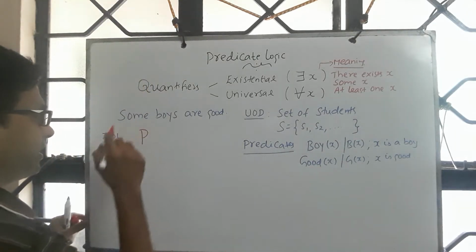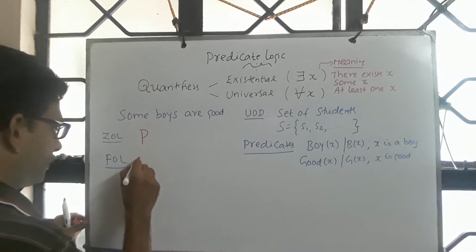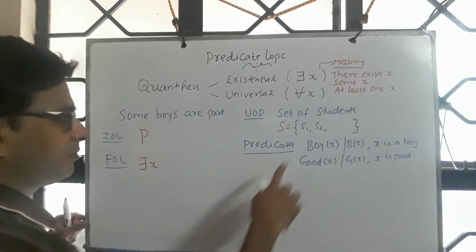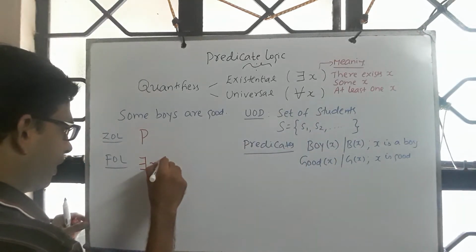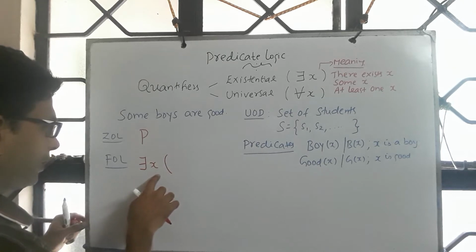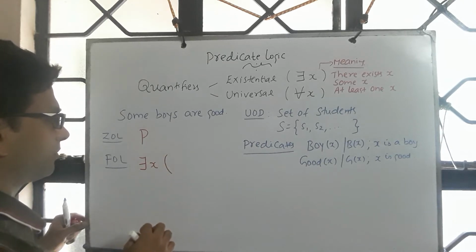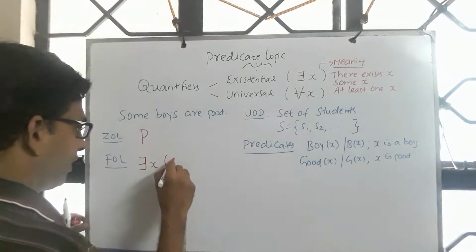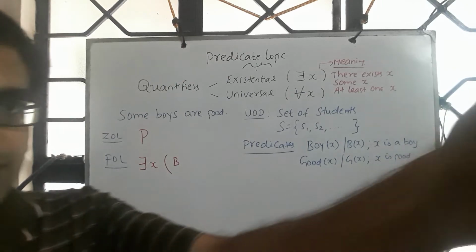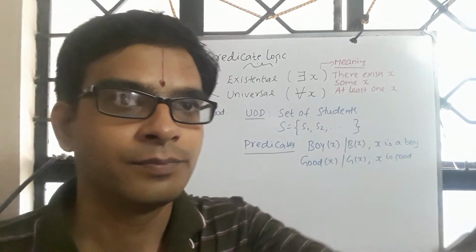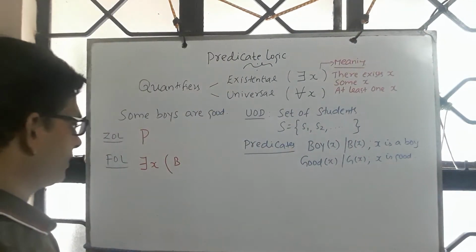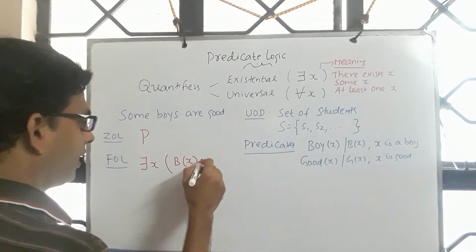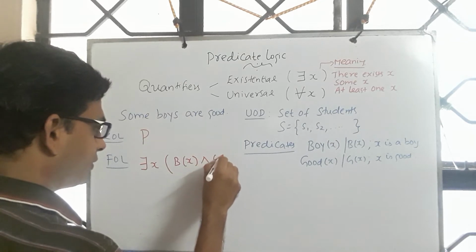So the statement says some boys are good. So notation is there exists X. Where do they come from? X comes from this. So at this point in time, you know there exists a student. Now you talk about X. And the X says he is a boy, so X is a boy and he is good.